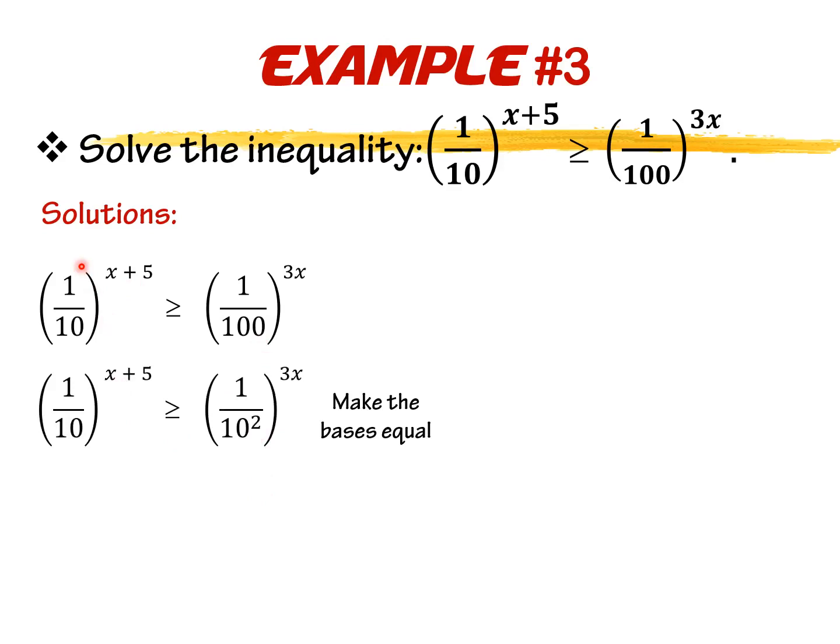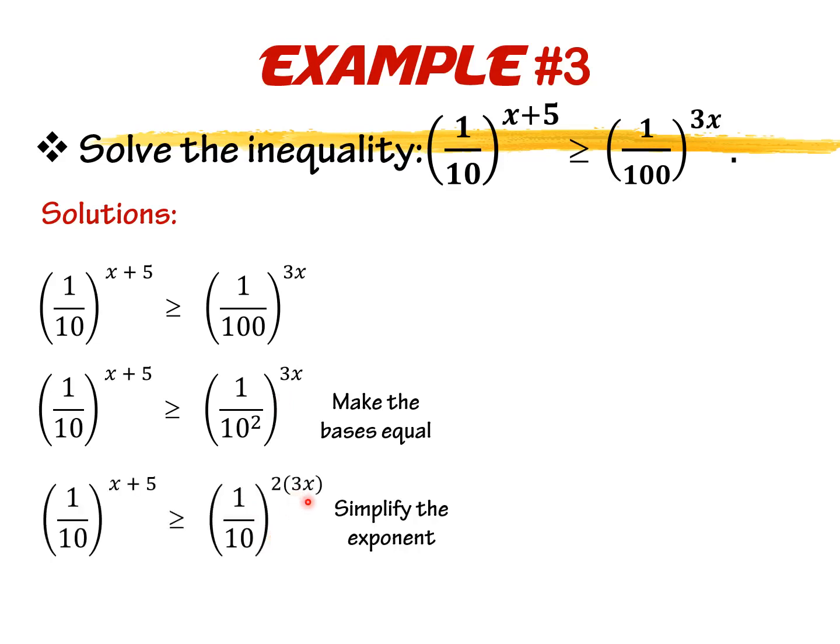Okay, so we retain the expression on the left side, and we will work only on the right side. So this one, 1 over 10 raised to the power of 2, is the same as 1 squared over 10 squared. So we can bring out the 2, that will give you 1/10 raised to 2 times 3x. Okay?